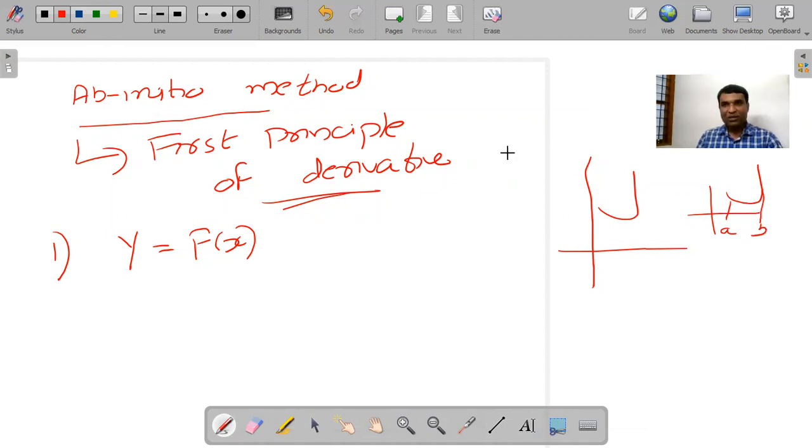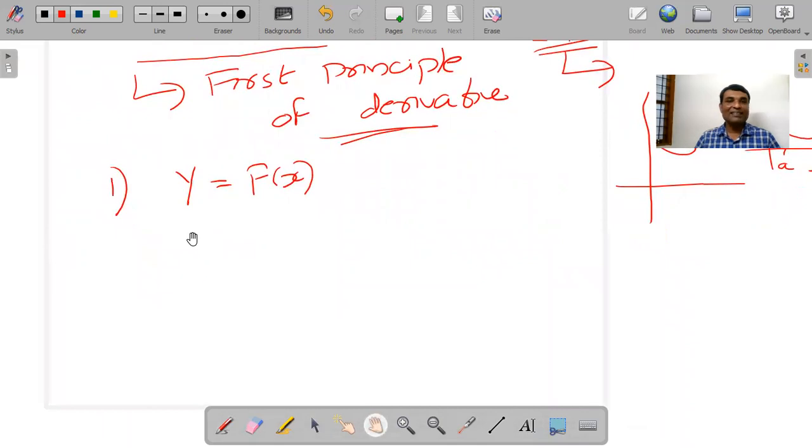The function is said to be differentiable, or the derivative exists, only if the function is continuous in an interval. If the function is continuous in some interval a to b, then only the function should be differentiable. If there is some discontinuity at any point in between this closed interval a and b, then the function will not be differentiable at that point. That we will explain in detail. So we are assuming the function y is equal to f of x is a continuous function in a certain interval.